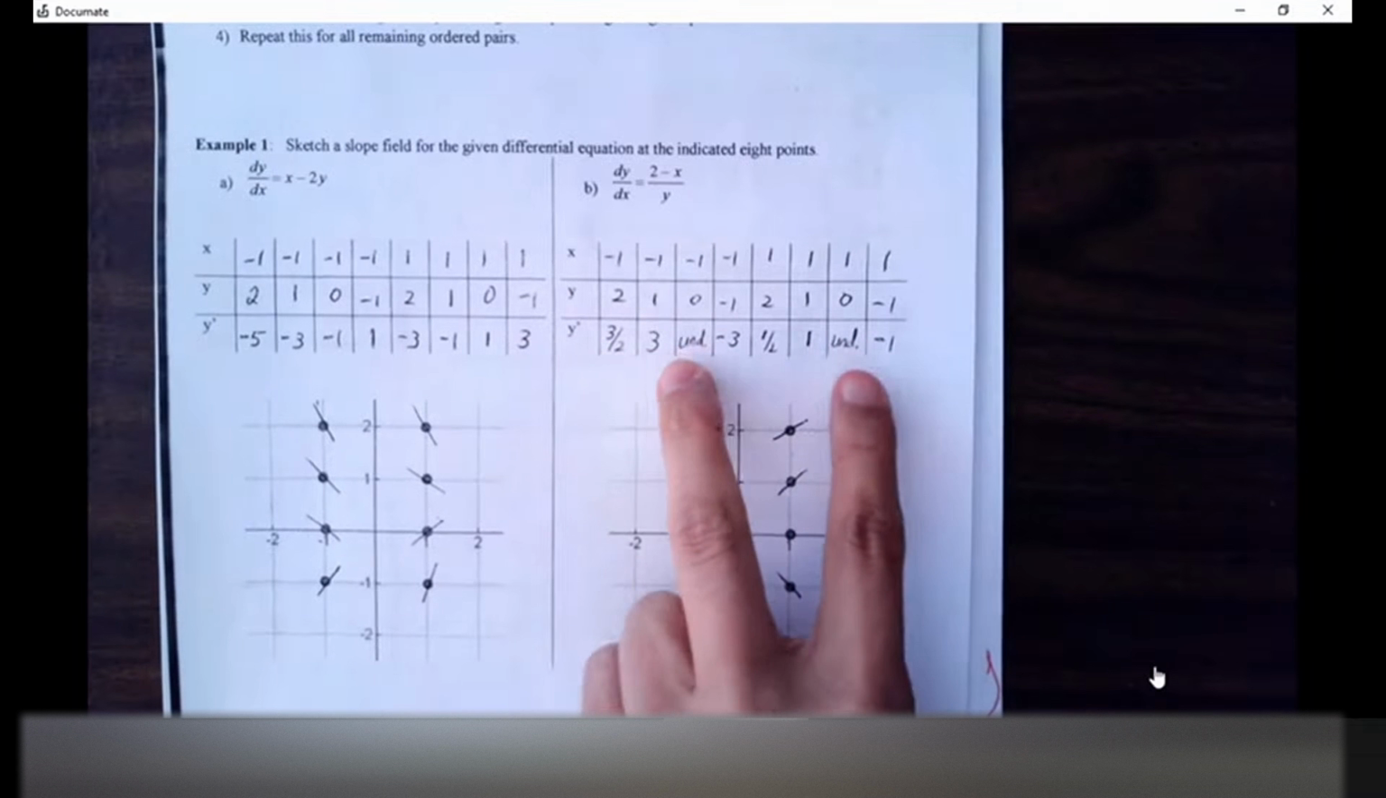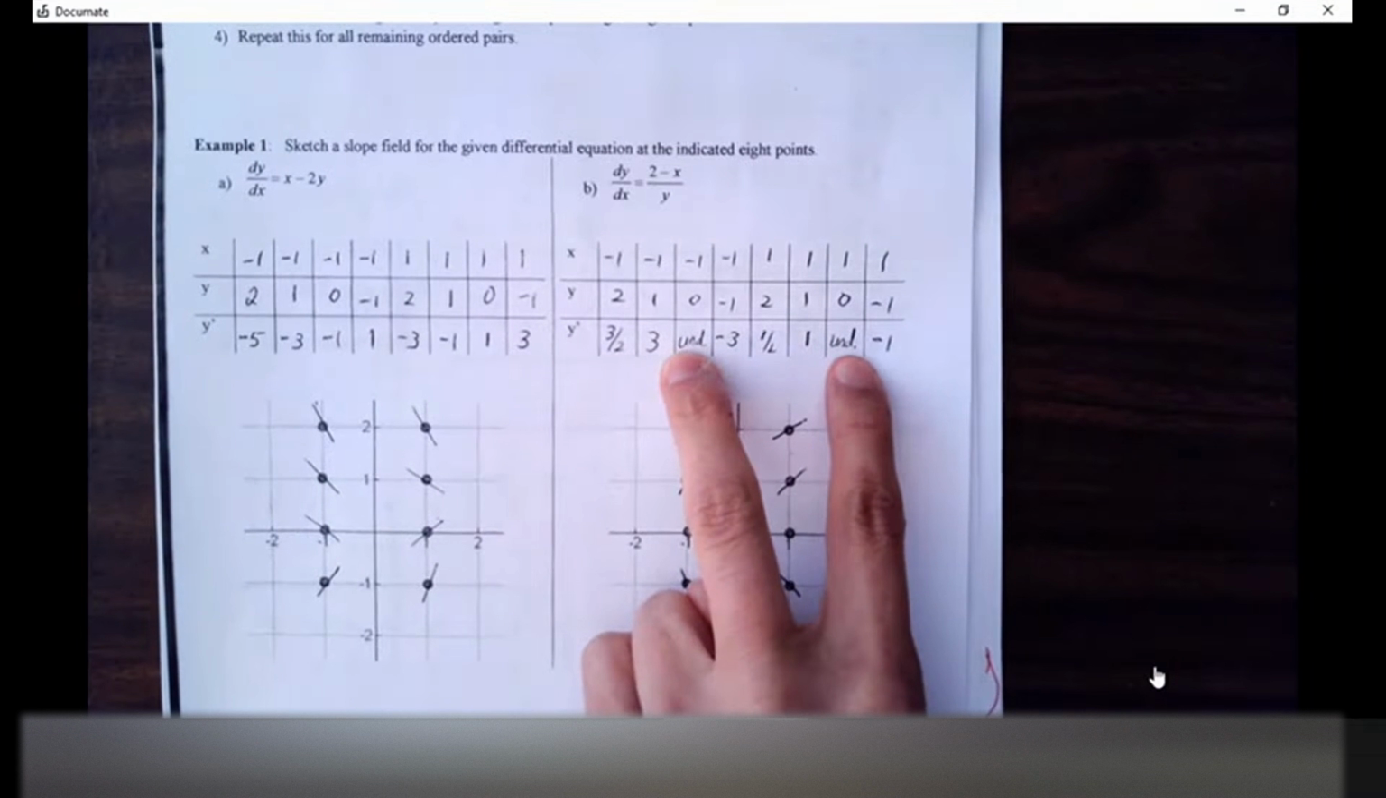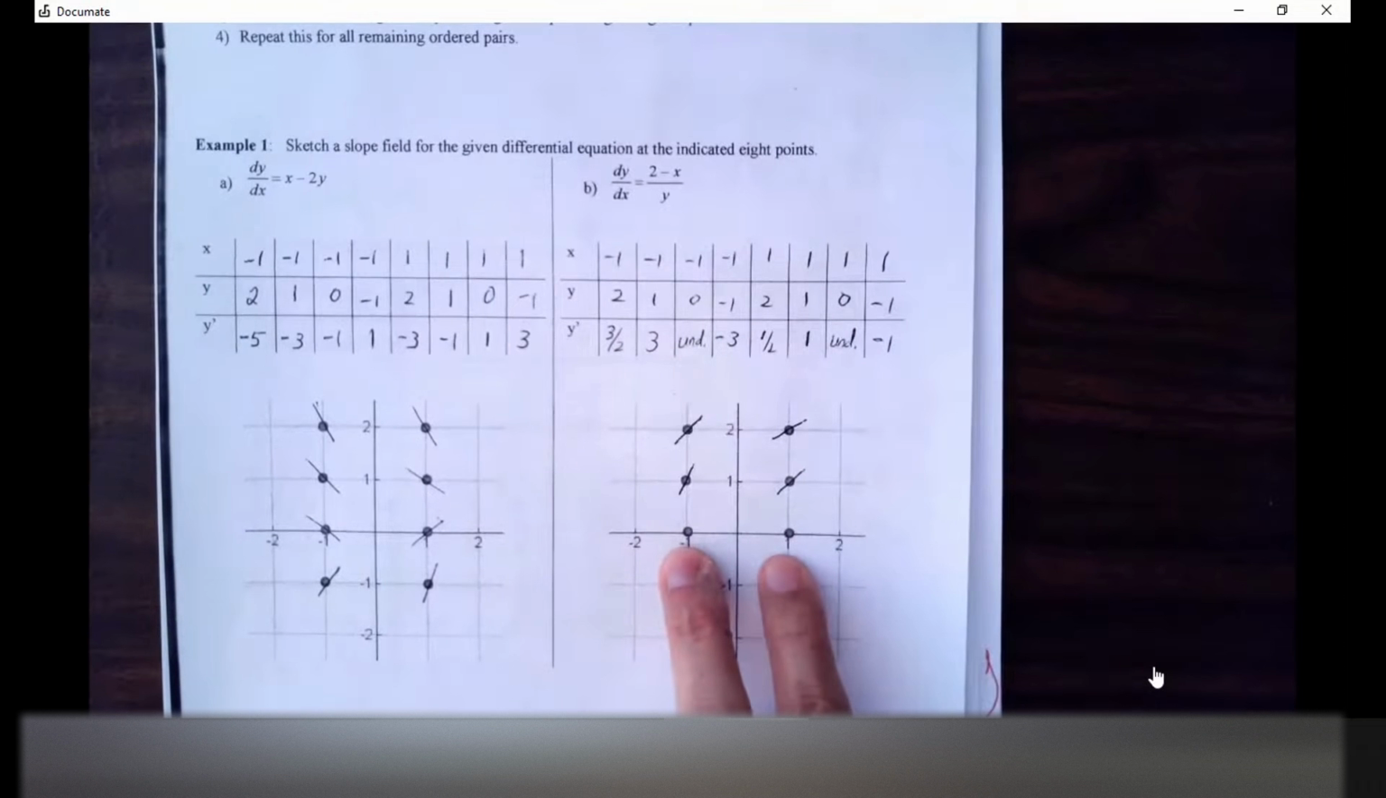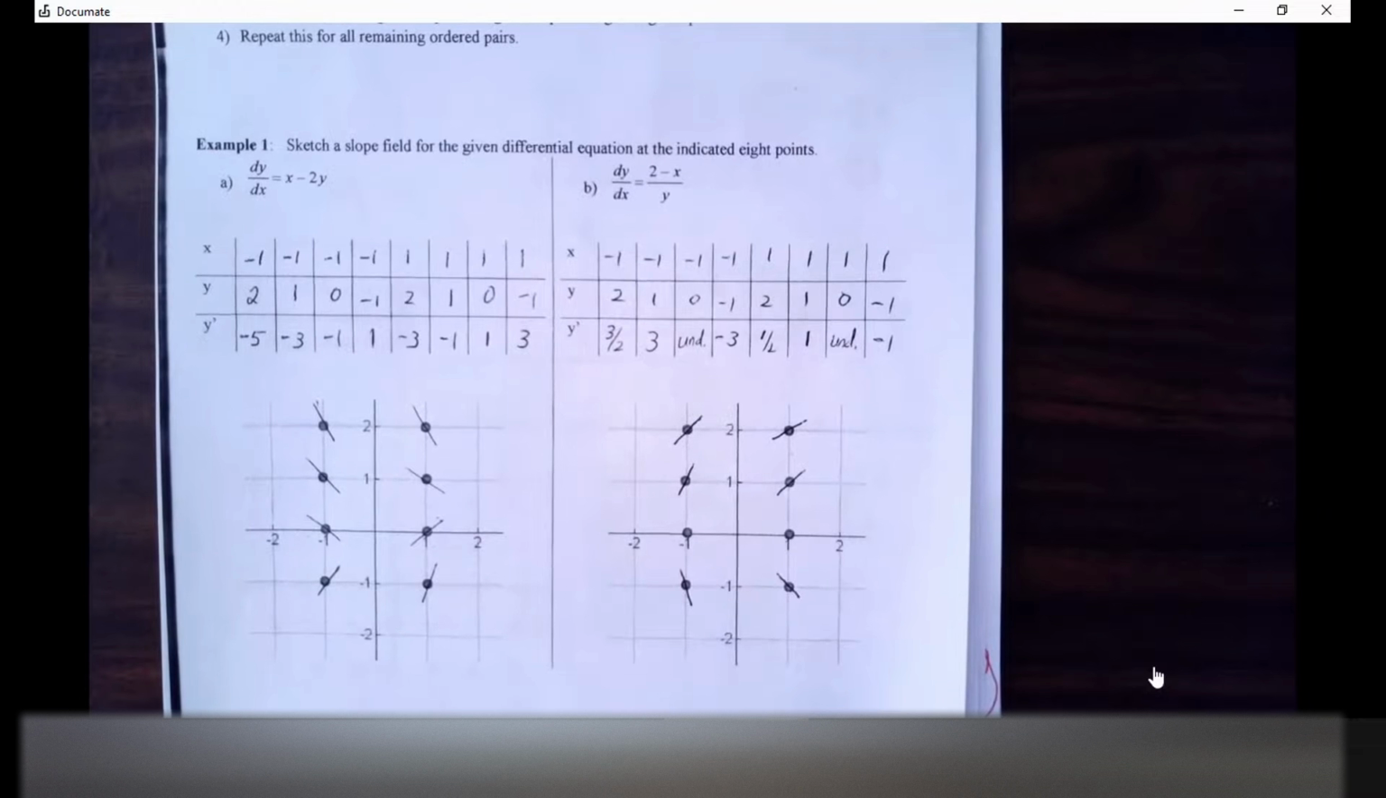But notice that we do have two undefined slots here. So -1, 0 and 1, 0. So that means we're going to leave those ordered pairs empty. Okay, don't put vertical lines there. Just leave it empty. Okay, any questions?